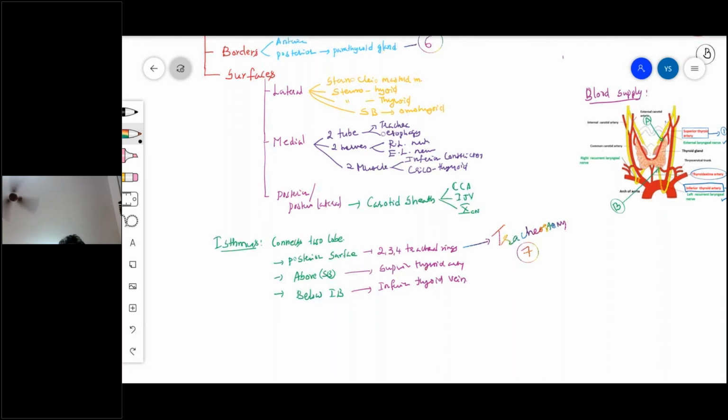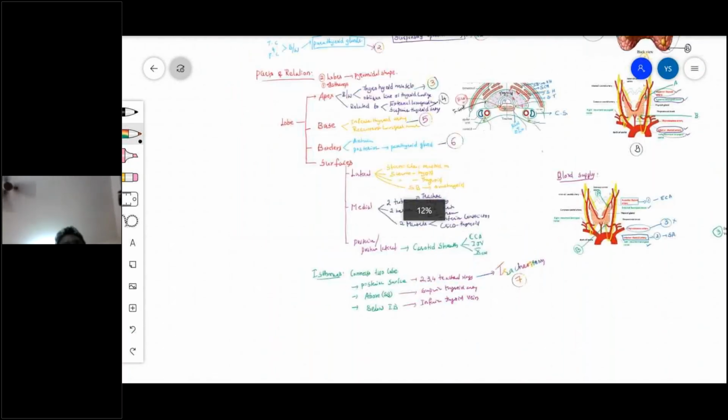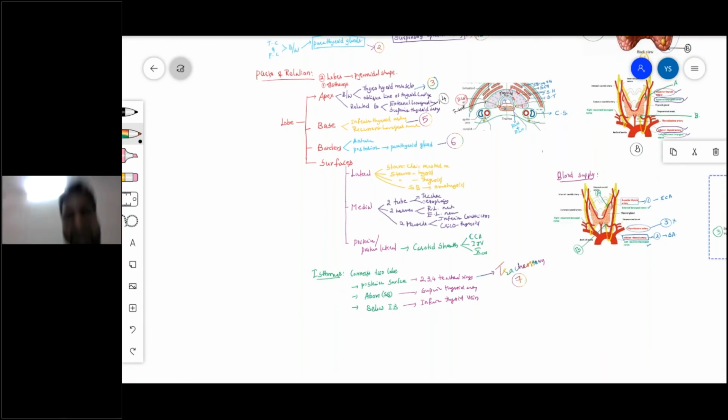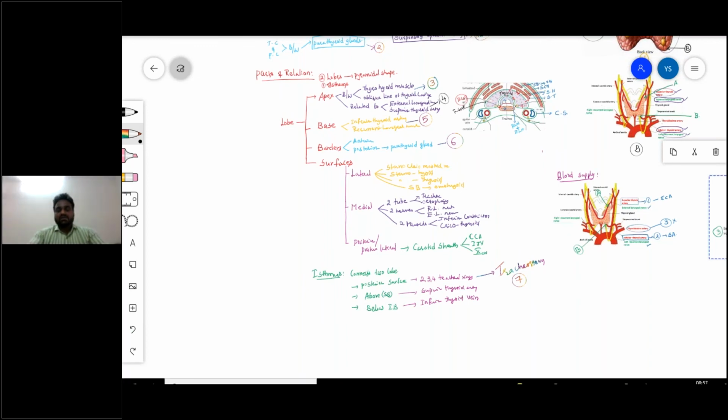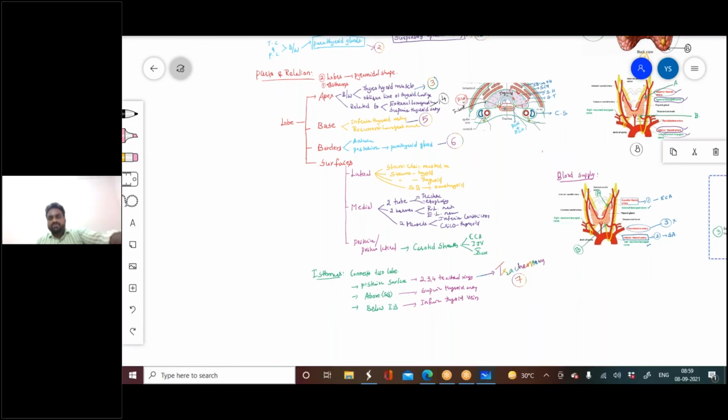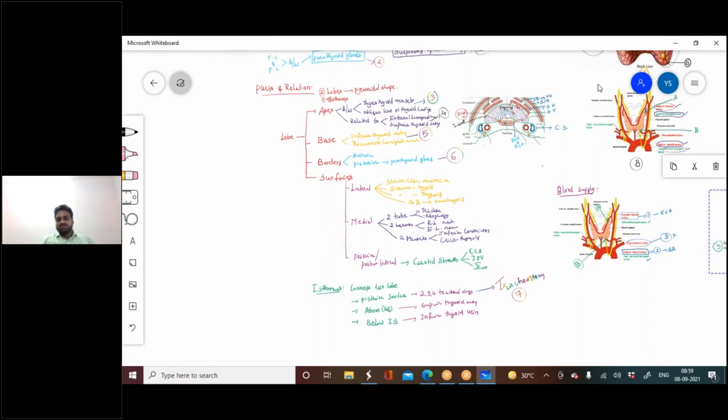So this is about the thyroid gland. Briefly, I explained all the parts of the thyroid gland, including the clinical importance. I mentioned here 7 points, and the remaining clinical importance we can see physiologically. What are the types of goiter? What is goiter? Other details we can learn in physiology.